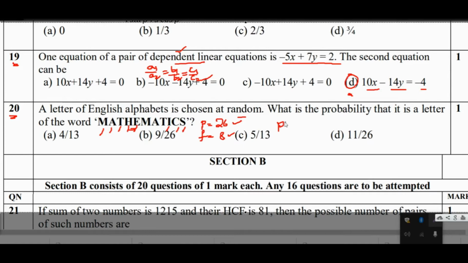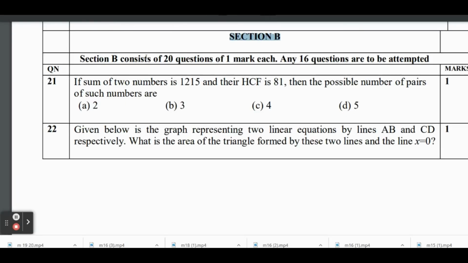The probability that it is a letter of the word mathematics will be equal to 8 by 26, which is also nothing but 4 by 13. Correct option for 20th question is A, 4 by 13. We'll discuss section B now. Section B contains 20 questions. We have to attempt 16 questions from this section.